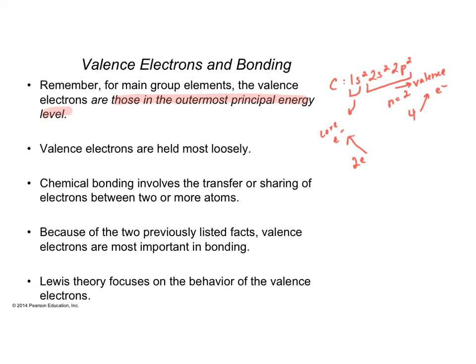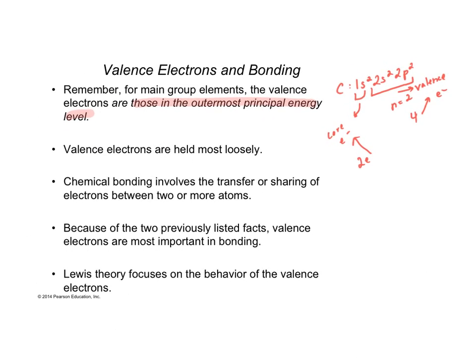Okay, so why does Lewis theory focus on valence electrons so much? So number one, big important thing to note, valence electrons are held the loosest with respect to atoms, okay? Why would they be held the loosest? What are they farthest away from? The nucleus, right? So the nucleus is what's holding these electrons in. The valence electrons are the ones on the outermost principal energy level, so they're the ones that are going to be held the loosest by the nucleus, okay?